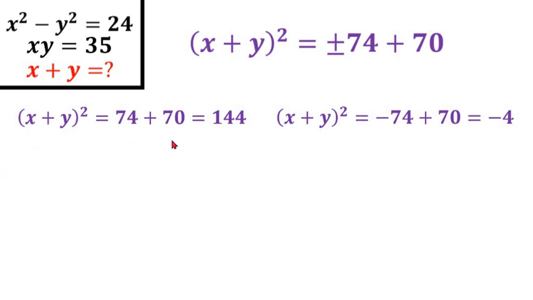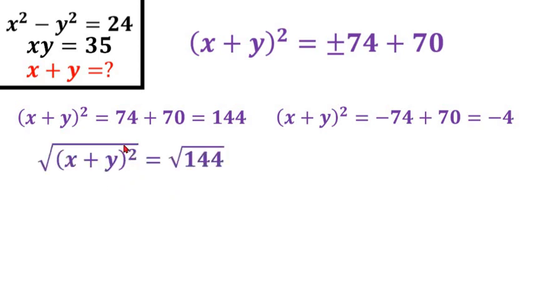So if we were to first work with our left side, we'd have (x + y)² = 144, and in order to solve for x + y, we're going to take the square root of both sides. The square root of 144 would be plus or minus 12. So x + y is equal to plus or minus 12, which is exactly what we're solving for, right? So two of our solutions would be plus or minus 12.